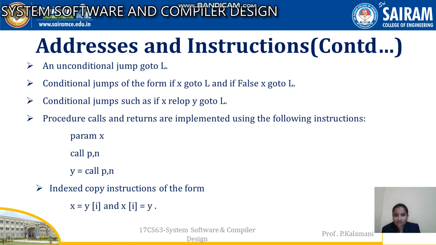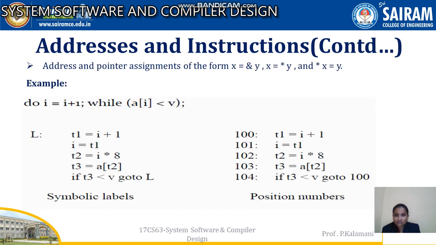So these are the various 3 address instruction formats. Another thing is, suppose we are using pointer assignments of the form x equal to &y, x equal to *y, and *x equal to y. These are also 3 address code instructions. Now we will see an example.